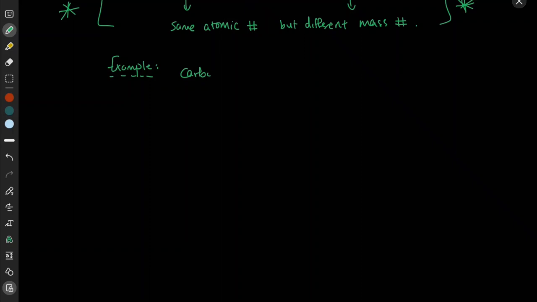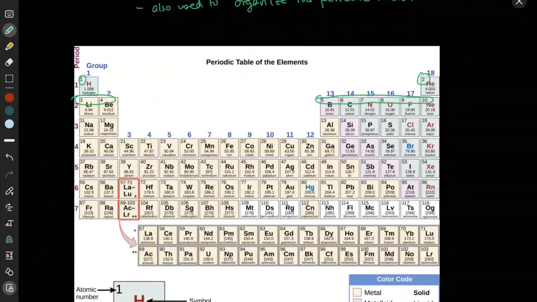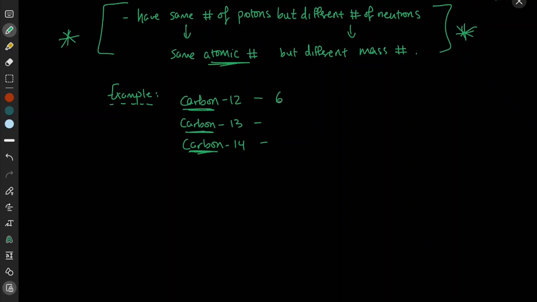carbon 12, carbon 13, and carbon 14. Let's look at each of them and see how many protons and how many neutrons they have. First of all, if they're all carbon, that means they have the same atomic number. The atomic number of carbon is 6. And why is it 6? Because it has 6 protons in the nucleus, right? So these guys all have 6 protons. 6 protons. And 6 protons.